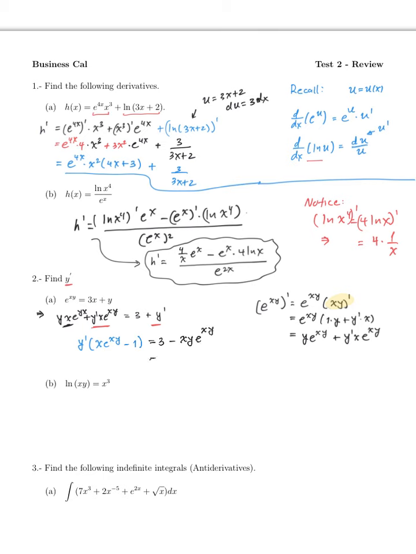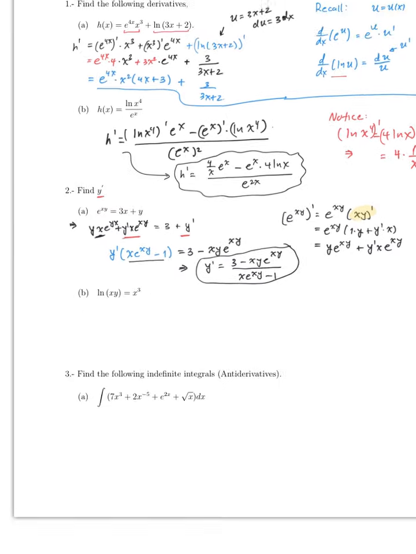And then to solve for y prime, just divide both sides by this part. So therefore y prime will be 3 minus xy e to the xy divided by x e to the xy minus 1. And this is the answer.